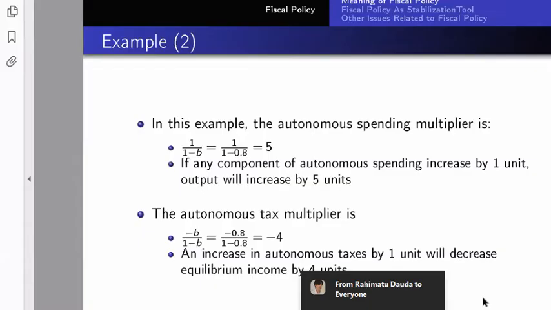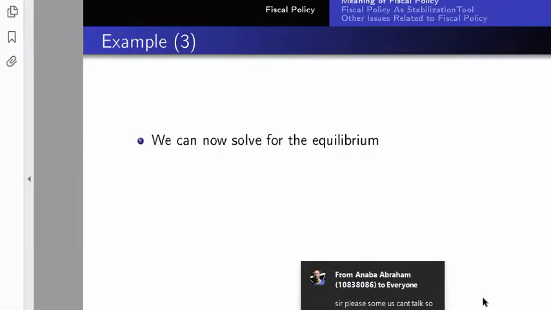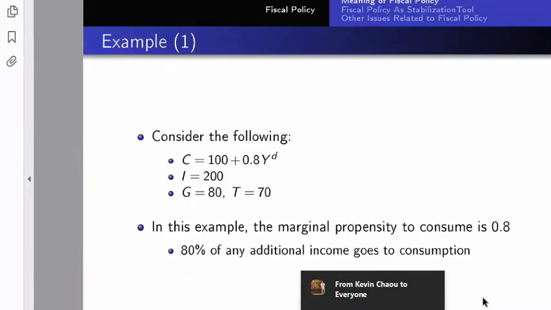Okay, good. So now let's try and solve the equilibrium. I won't show the answer. I want you to solve it yourself. So this is the question: solve for the equilibrium national income. Don't forget, you are doing Y equals AD, where AD is what?